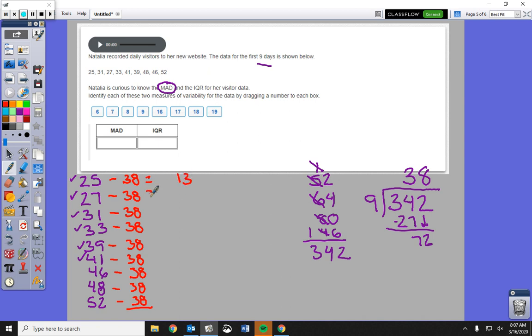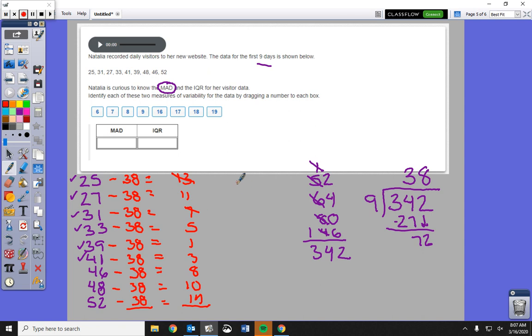13, 11, 7, 5, 1, 3, 8. That's not a plus sign. That should be a subtraction sign. There you go. Or equal sign. Getting sloppy here. That is 10, and this is 14. Okay, add all these up.